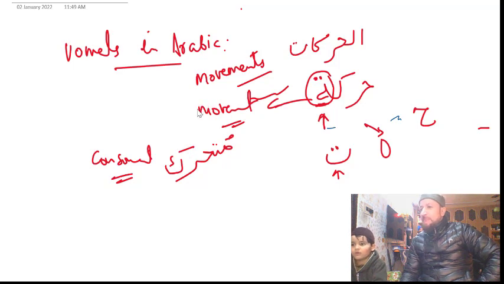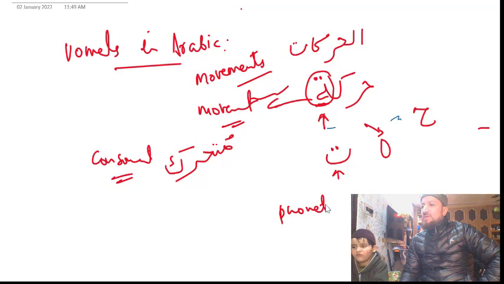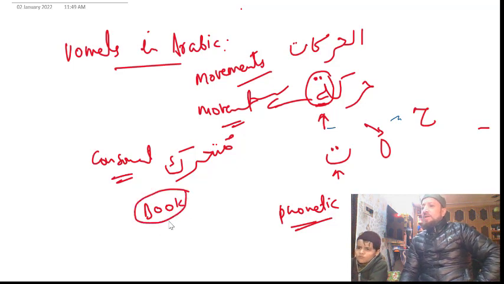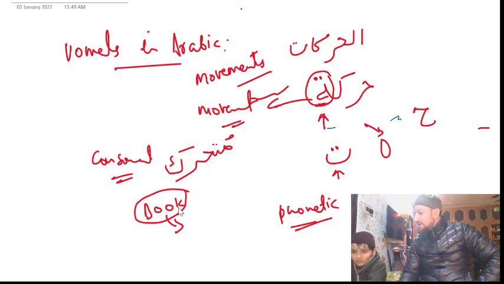Before dealing with the vowels, you should know that Arabic is a phonetic language. What is it? A phonetic language. Phonetics means, for example, in English, if you have "book", we don't read it as it is written. In the dictionary, there is a phonetic transcription to tell us how to pronounce it. Phonetics means how to pronounce. If we see the letters, it looks like one thing, but its phonetics is different.